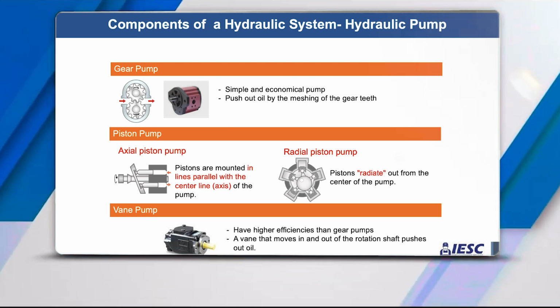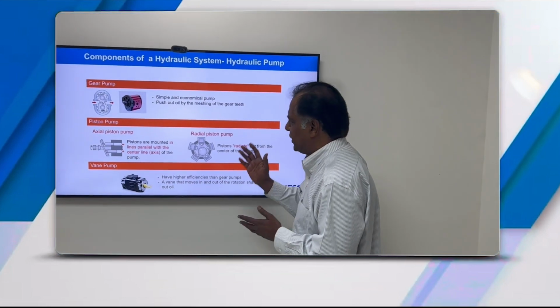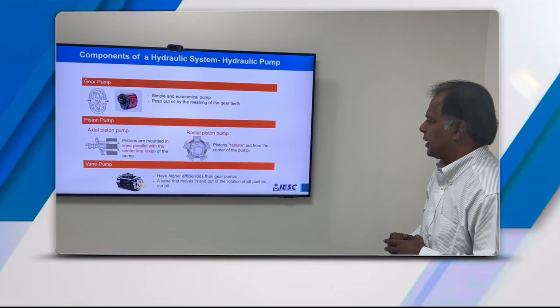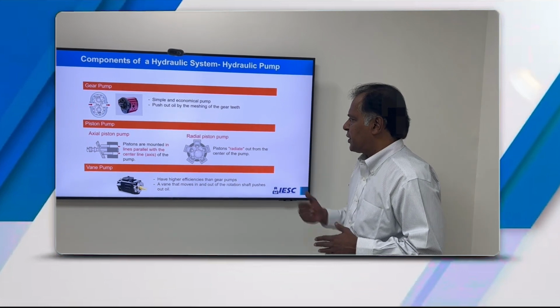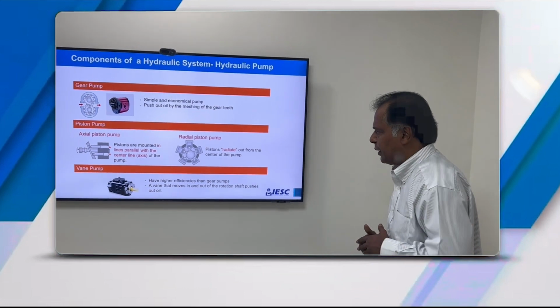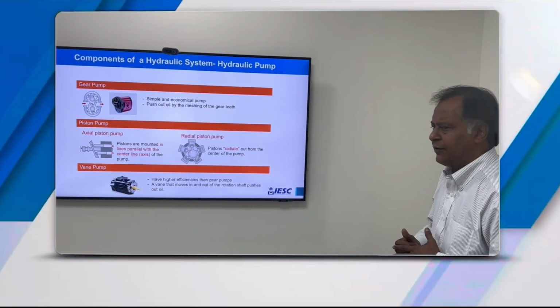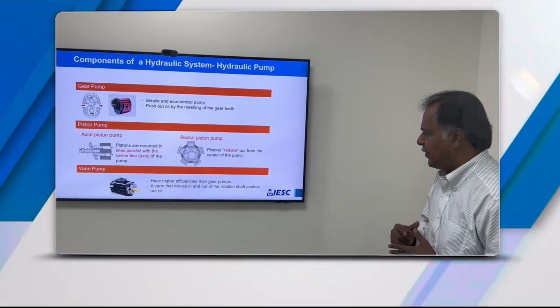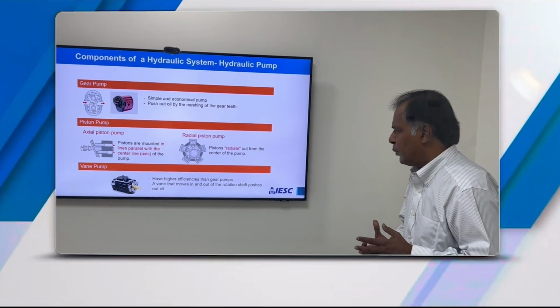Piston pumps, as is evident from this picture here, consist of multiple pistons which are mounted in lines parallel with the central line of the pump. And you can also change the angle of the swash plate to allow for less or more displacement. Another version of the piston pump is the radial piston pump, where the pistons radiate out from the center of the pump. We also have a vane pump, which has slightly more efficiency than the gear pumps, essentially the principle being the same. A vane that moves in and out of the rotation shaft pushes out the oil.